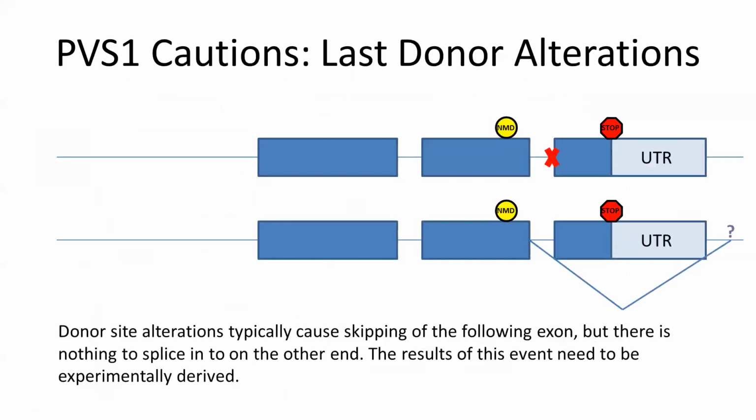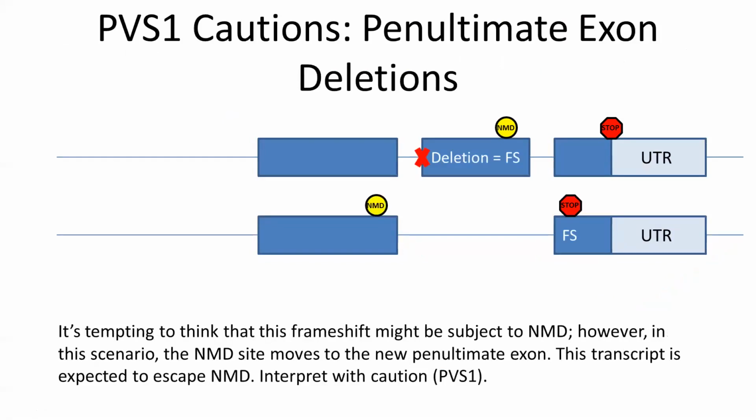Last donor alterations, I just don't think that there's any way to predict what these will result in, and the reason being, depending on which camp you're in or how you're looking at it, if the donor site is going to cause a skipping event, there's nothing to splice into on the other end, and so I don't know if there's any consensus on how these turn out. I've never done any research myself, but I suspect it's a range of different kinds of anomalies.